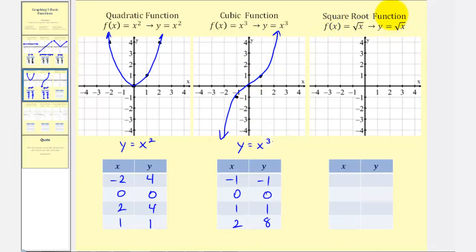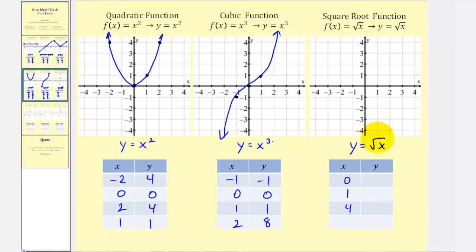Next we have the square root function, where f of x equals the square root of x. So using y equals the square root of x, let's complete a table of values. Notice here we cannot select x values that are less than 0, otherwise we'd have an imaginary number. So let's go ahead and select 0, 1, and 4.